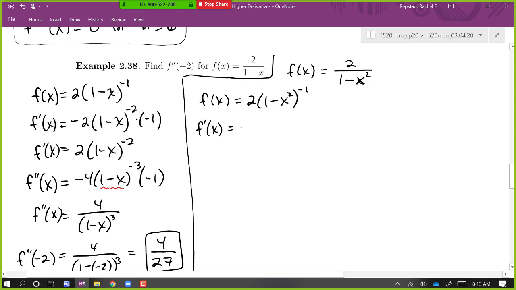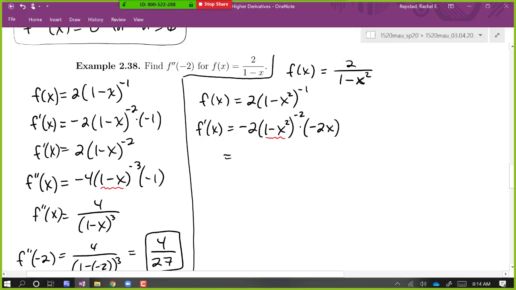Negative 3 times 1 minus x squared, times what? Negative 2x. Yeah, so the negative 2x, that's the derivative of the stuff inside. So now we have to be a little careful.